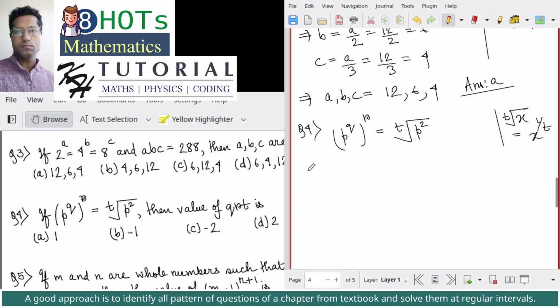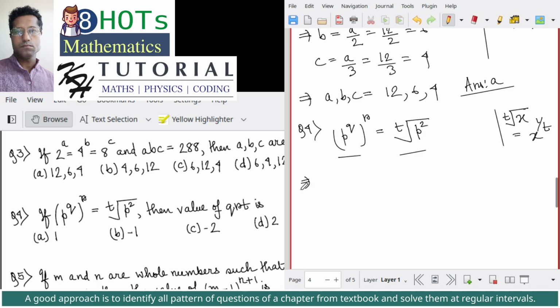So basically you can see that both the terms in this equation can be expressed in exponential form with a base p. The right hand side can also be expressed so, even though it is in radical form, because whatever expression is inside the radical sign is known as the radicand. The radicand is p square, and when we apply the tth root, it will be p square whole raised to the power 1 by t. So the right hand side can also be expressed as a power of p.